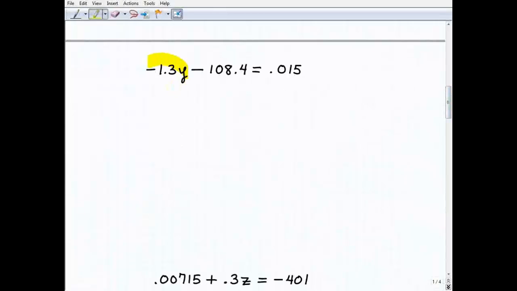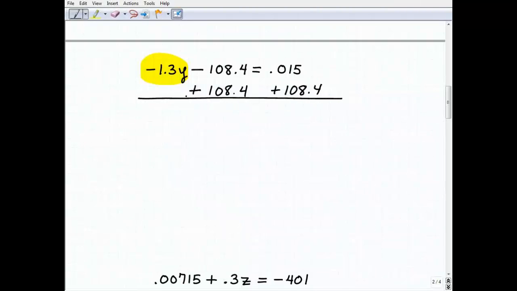Our variable term is this part right here, this negative 1.3y. I've got this minus 108.4 next to it, so I'm going to get rid of that part by adding 108.4 to both sides of the equation. Now, notice how every single time I do these problems, I'm doing it in the same way. You want to write these problems out and show your work, model it the way I'm doing it. Create those habits, because if you're skipping or being sloppy or not showing everything, then you're creating bad habits, and that's going to come back to haunt you, if you will, with bad grades, and we don't want that.